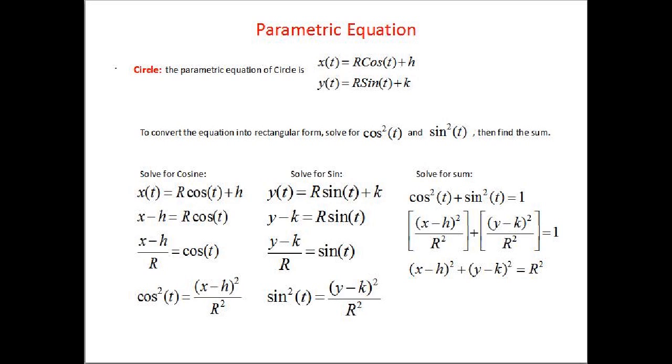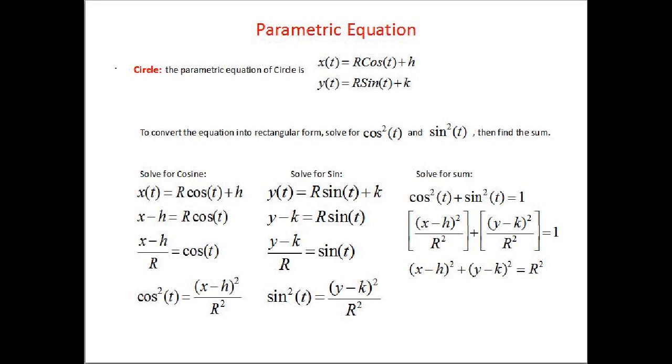Now for y, which is y of t. y of t is equal to r sine of t plus k. We subtract k from both sides, and that gives us y minus k is equal to r sine of t. Divide r out from both sides. y minus k over r is equal to sine of t. Now we square both sides. Sine squared t is equal to y minus k squared over r squared.